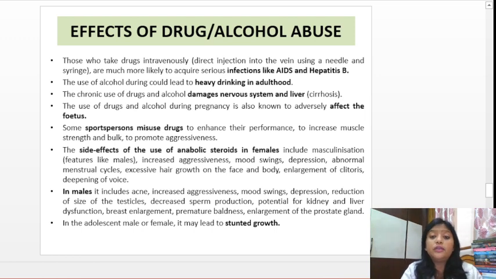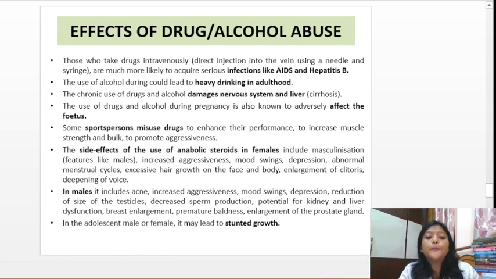Now, this is very important: if they're using drugs by injection, and continuously use the same needle, it may lead to AIDS, it may lead to hepatitis B. Also, too much drinking will lead to heavy drinking and alcohol addiction. Also, as I've told you, it will lead to nervous system damage and liver damage, also known as cirrhosis. You know that too much drinking also leads to liver cirrhosis.